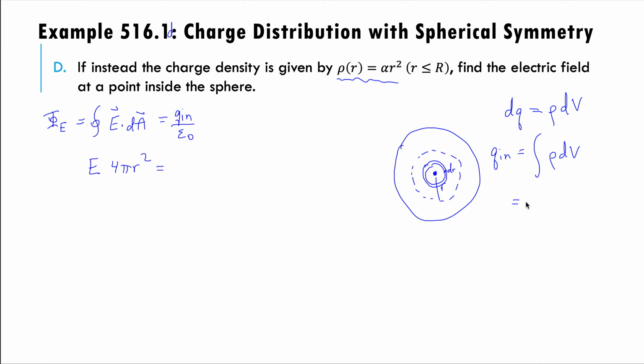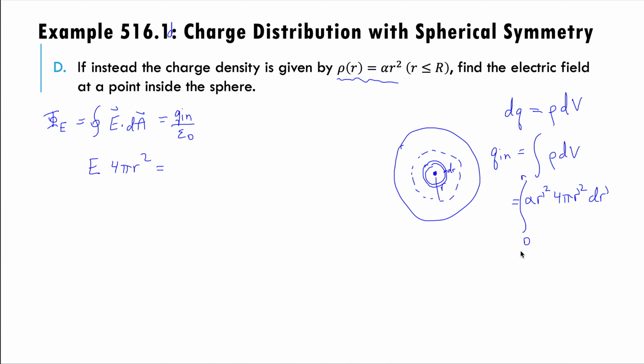So our rho is alpha r squared. And then what is dV? Well, what is the volume of this spherical shell? You have to multiply the surface area, 4 pi r squared, times the thickness, which is dr, and we're integrating from 0 to r. Now typically we don't want the same variable here and for the limit, so we put a prime on the variable that we're integrating over.